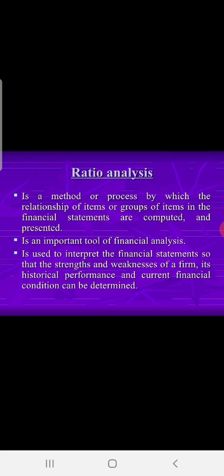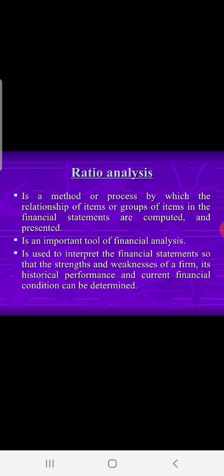Why is it important? As we studied in the earlier lecture, it is necessary to find out the ratios of a particular company, because it shows the financial soundness in one shot. Every time for an assessment there is not too much time to check all the things, and hence you should prefer ratio analysis to analyze the financial statement of a particular company or banking unit. It is used to interpret the financial statement so that the strengths and weaknesses of the firm, its historical performance and current financial condition can be determined.